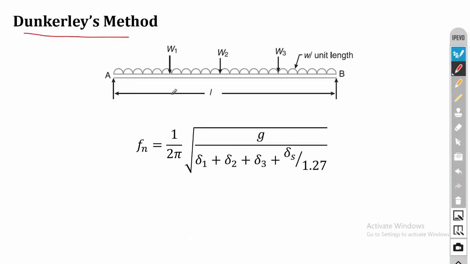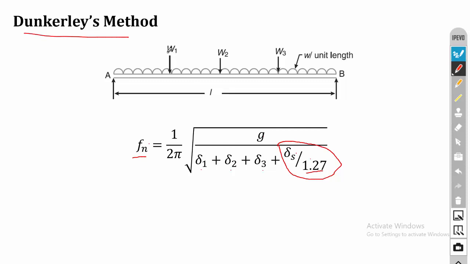Then the Dunkerley method. When a shaft is subjected to more than one load, then we can use the Dunkerley method to find the natural frequency. So the equation is Fn is equal to 1 by 2 pi root of G divided by del 1, del 2, del 3. In case of uniformly distributed load, it is del S divided by 1.27. I think in dynamics you might have studied the derivations for this, so I am not going to solve the derivations. For uniformly distributed load, we have to divide the deflection by 1.27.